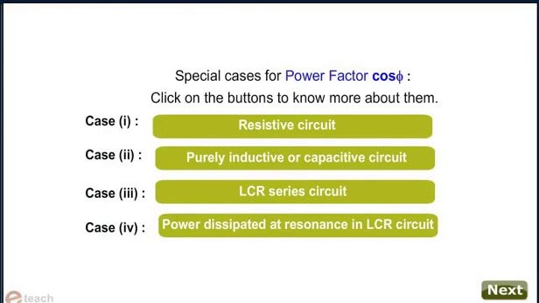Special cases for the power factor cos phi. Case 1: Resistive circuit. Case 2: Purely inductive or capacitive circuit. Case 3: LCR series circuit. Case 4: Power dissipated at resonance in LCR circuit. Click on the buttons to know more about them.